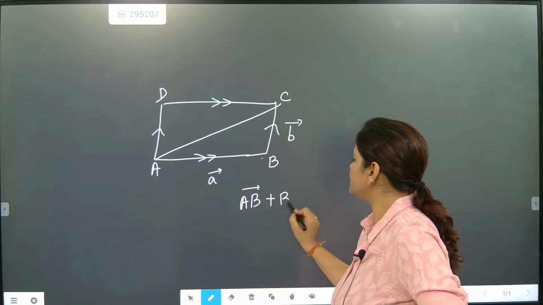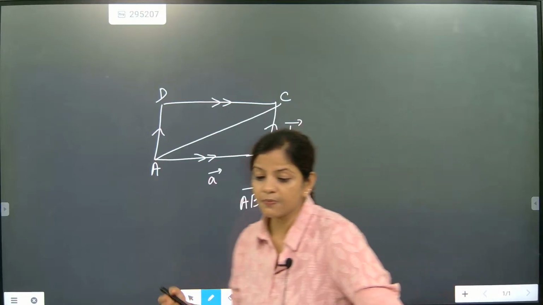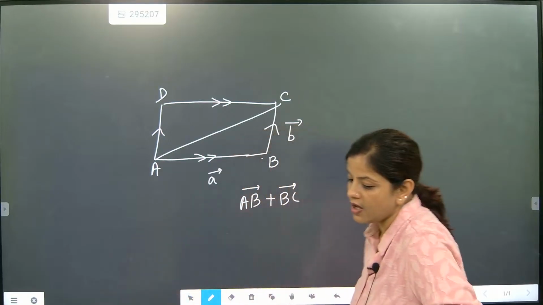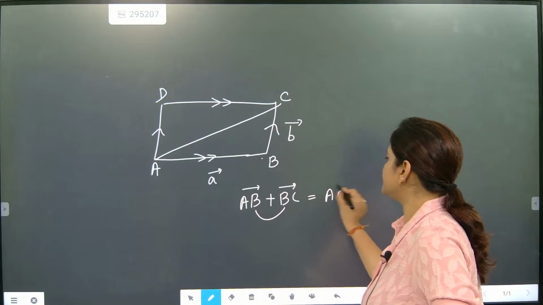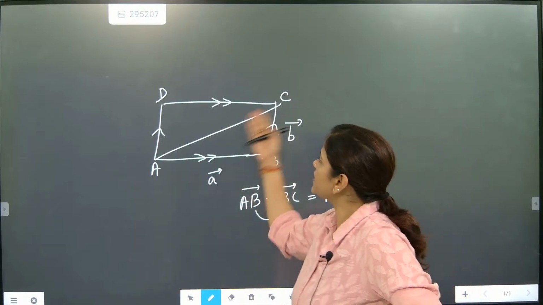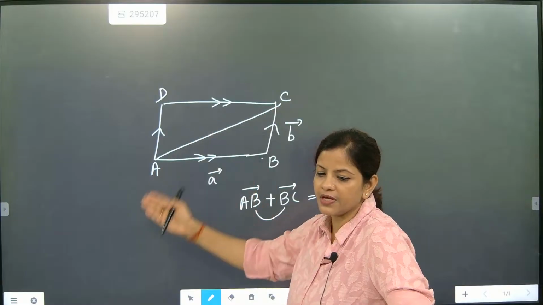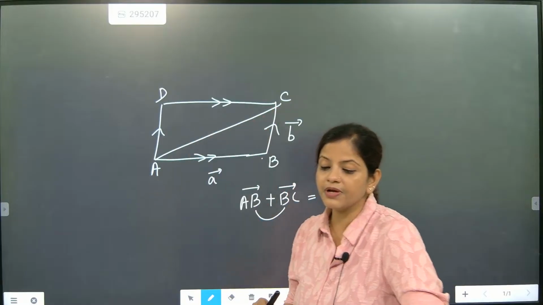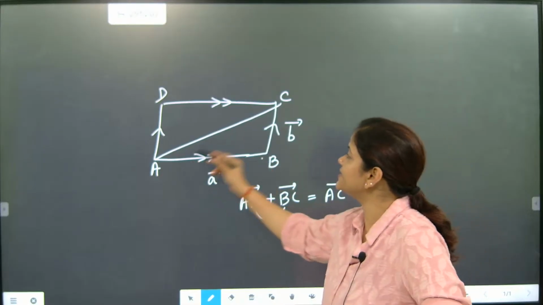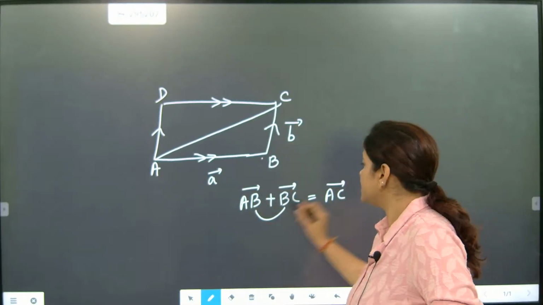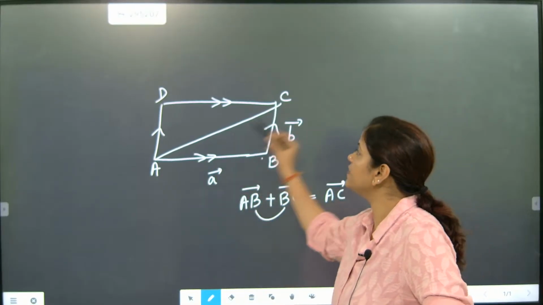plus BC vector. So when you write AB vector plus BC vector, what will it become, beta? B and B will merge. It will become AC vector. So AC will become the resultant. AC will become the resultant section. That means this and this will get added and it will give you AC.